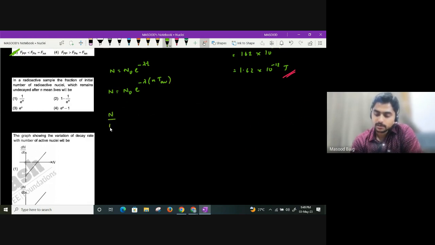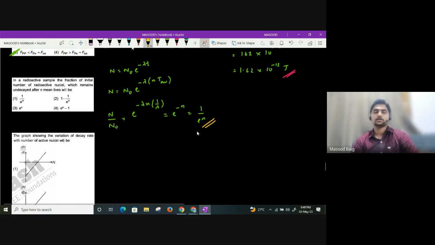So n divided by n naught, if I take, I'll get e power minus lambda n. And what is t average? It is 1 by lambda. So I'll get e power minus n, which can be written as 1 by e power n. So this will be the fraction of nuclei undecayed after n mean lives, guys. 1 by e power n will be the case.